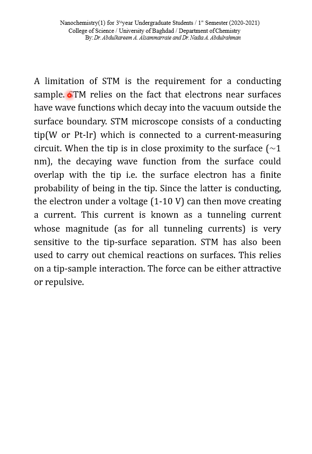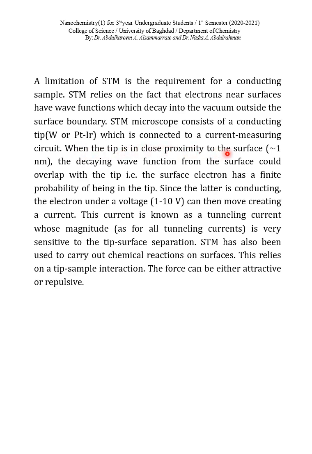So for the STM, the most important requirement is that it must be a conducting or semi-conducting surface, because it depends on the wave function of the electrons of this surface. So STM relies on the fact that electrons near surfaces have wave functions which decay into the vacuum outside the surface boundary. The STM microscope consists of a conducting tip. The tip is either tungsten or platinum-iridium, which is connected to a current measuring circuit.